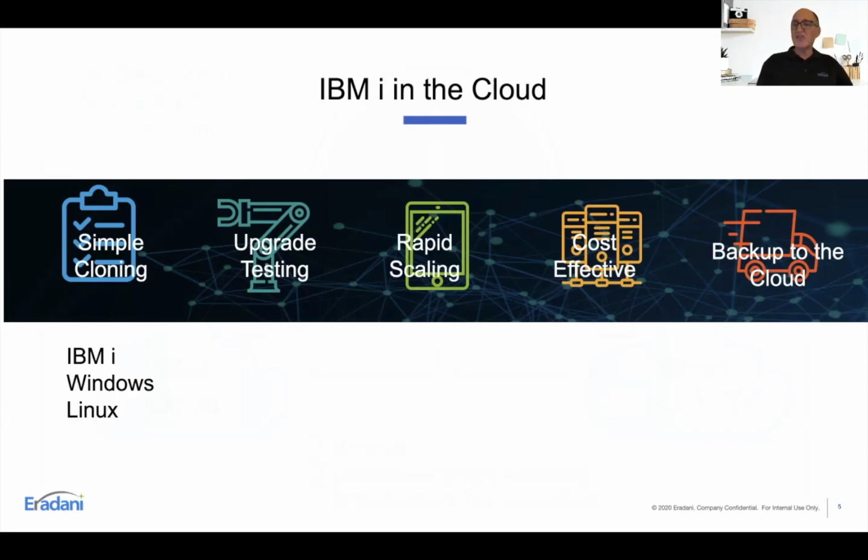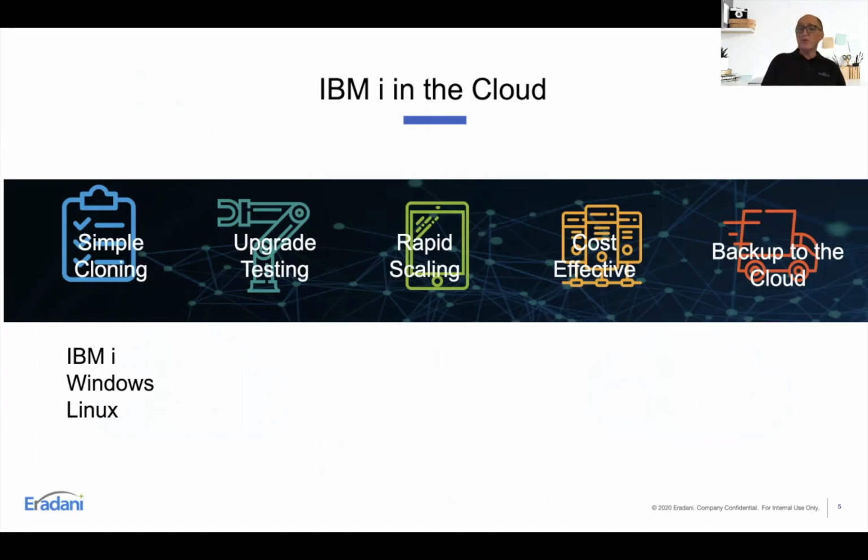And it's not just creating a copy of the IBM I, but you can create a copy of the IBM I plus all of the other platforms that might surround it. So you can get all of your IBM I applications, all your IBM I data copied, but you can also get your Windows servers and your Linux servers copied right along with it, as well as all the network settings to make it all work.